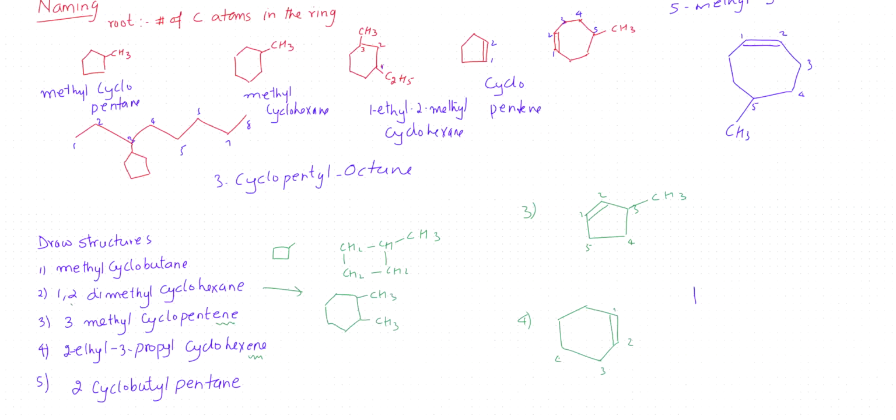So this becomes carbon 1, 2, 3, 4, 5 and 6. Now what are the groups attached? Ethyl: on the second carbon there is an ethyl here, C2H5. 3-propyl: on the third carbon there is a propyl. Propyl means C3H7, or you can write it as CH3, CH2, CH2. Also you can write.